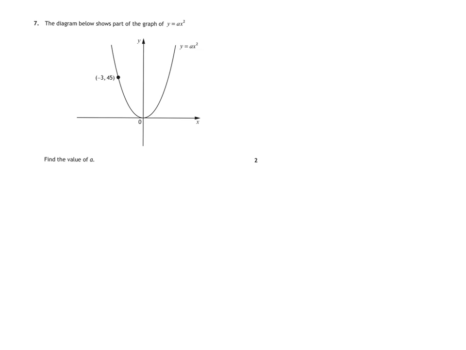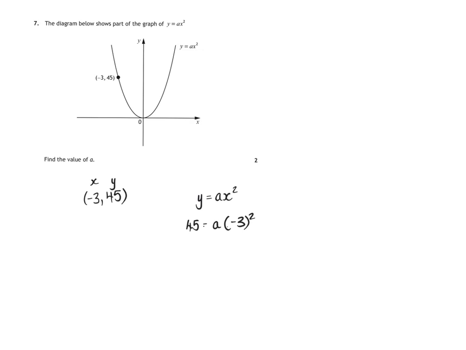Right, so question 7, we've been given a parabola and we've been asked to find the value of a. So we have our point, and that's minus 3, 45, and that's our x and our y value. So we have y equals ax squared, so we need to find the a, so we just substitute our values in. So we get 45 is equal to a times minus 3 squared.